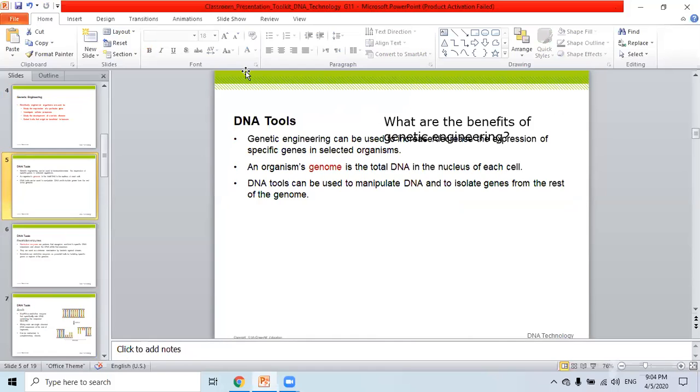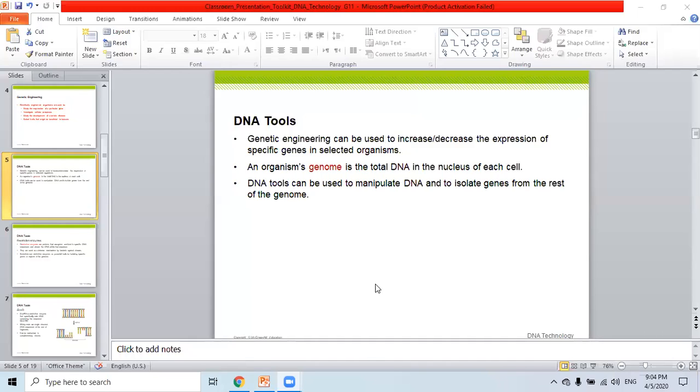The DNA tools. Genetic engineering can be used to increase or decrease the expression of specific genes in selected organisms. An organism's genome is the total DNA in the nucleus of each cell. The total amount of DNA in the nucleus of each cell.